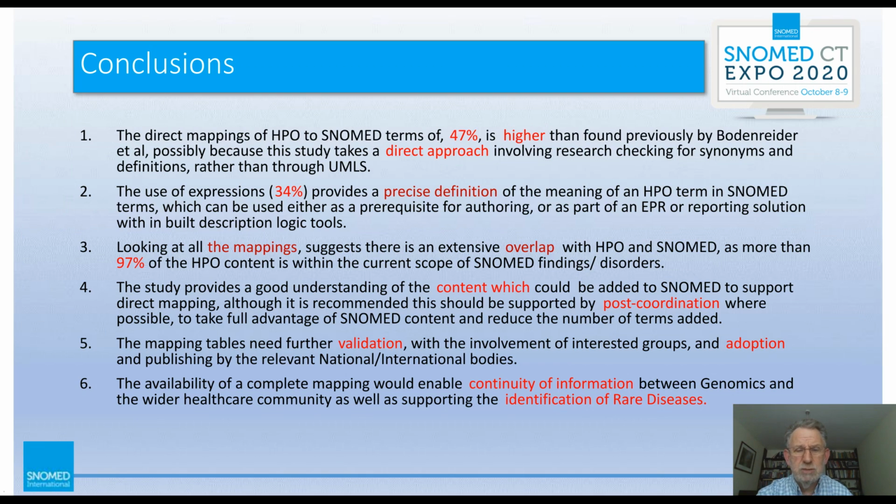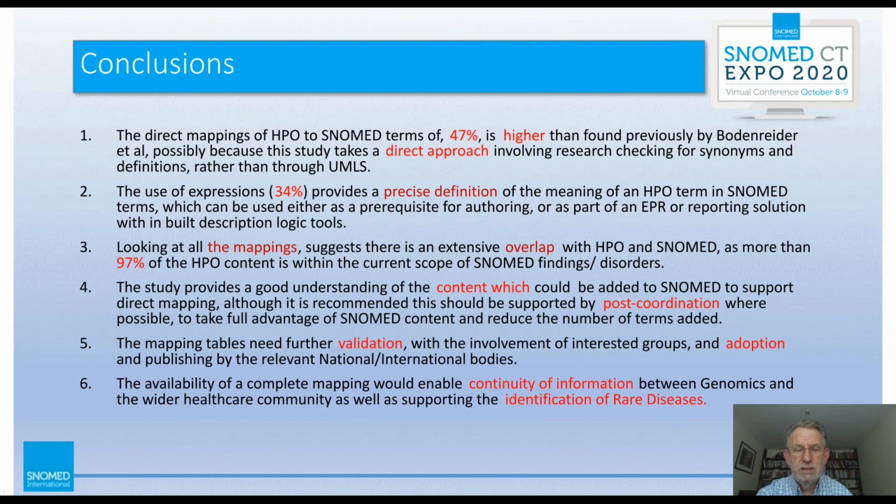The use of expressions provides a precise definition of the meaning of an HPO term in SNOMED terms, which can be used either as a prerequisite for authoring or as part of an EPR reporting solution, etc. So it provides a precise definition. Looking at all the mappings suggests there is an extensive overlap between HPO and SNOMED, as more than 97% of the HPO content is within the current scope of findings and disorders.